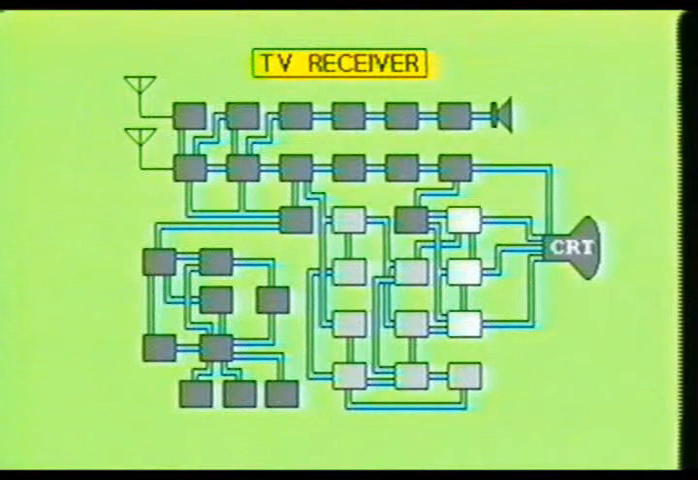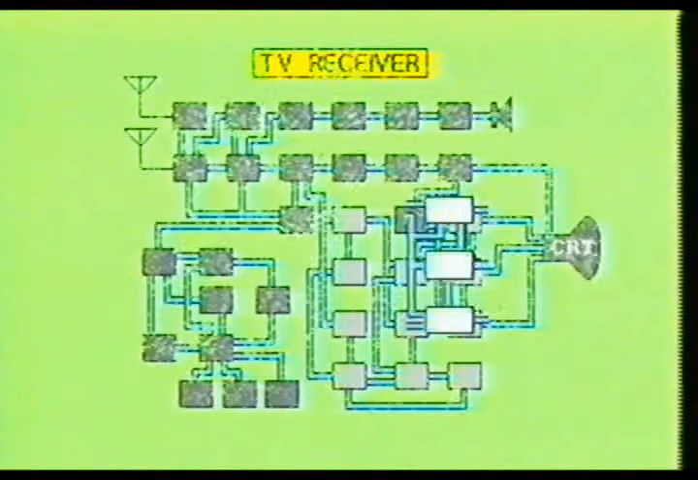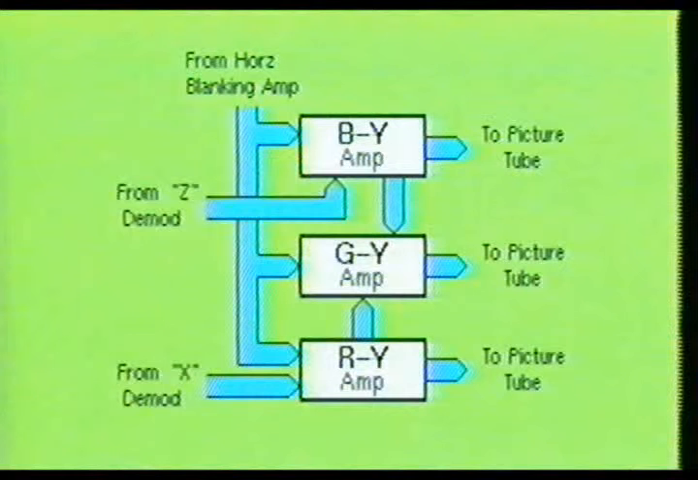The final three stages we shall examine in the color section of the television receiver are the B-Y, G-Y, and the R-Y amplifier stages. The B-Y, G-Y, and R-Y amplifier stages perform two major functions. First, they act as a matrix to convert the X and Z demodulator outputs into the color difference signals. Second, they amplify the color information to a level sufficient to drive the color guns located in the picture tube.